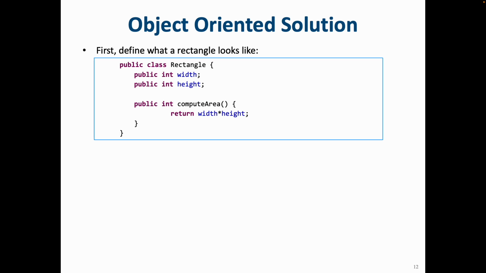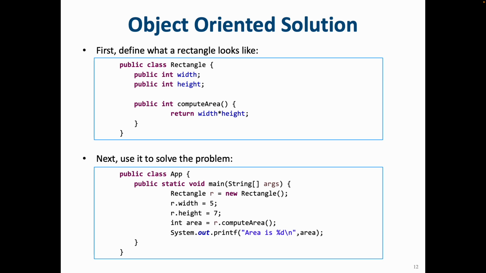Then what will happen is, how can I use it? Well, in my other class, App, so this is our main application class, and in its main function, I first create a rectangle object. Rectangle r is equal to new Rectangle. So I created the object. Then, for this rectangle, I want to set its width to 5 and height to 7.